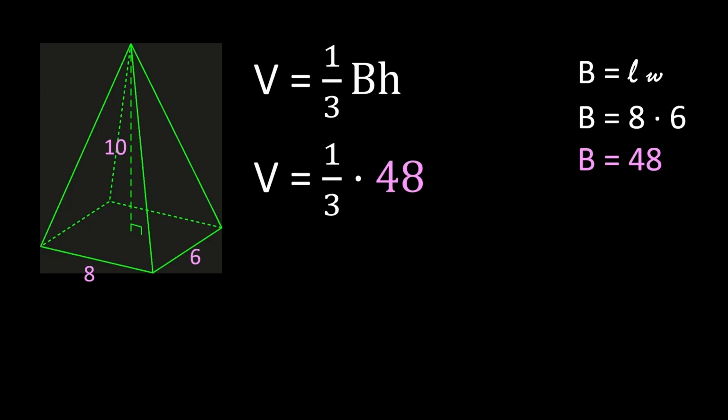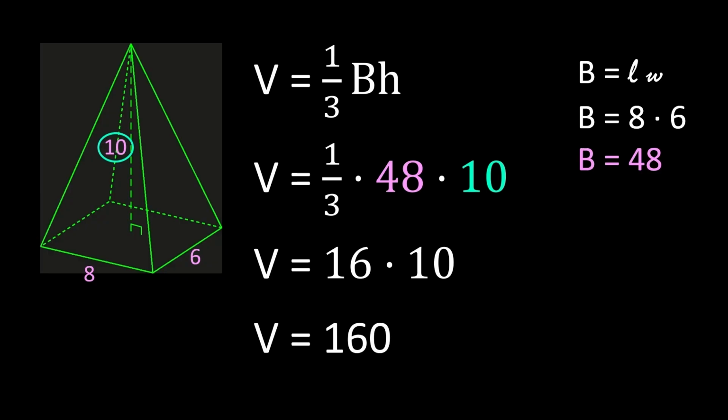Then the H in my formula is the height of the pyramid. And the height of this pyramid is 10. So I'll substitute 10 in for the H in my formula. So now I have volume equals 1/3 times 48 times 10. And I'm going to start with multiplying 1/3 times 48, because multiplying by 1/3 is the same as dividing by 3. So 48 divided by 3 is 16. And then I still need to multiply by the 10. So I have volume equals 16 times 10, which is 160. So the volume of this pyramid is 160 units cubed.